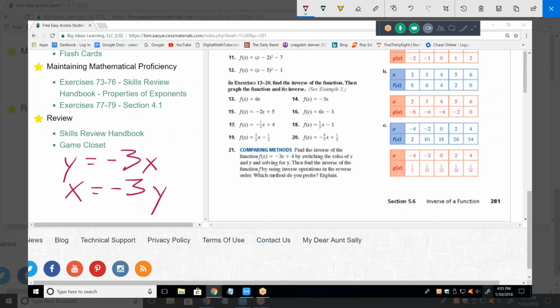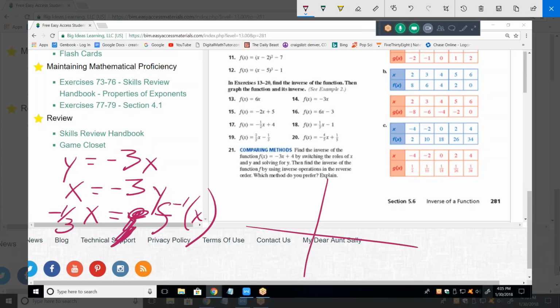Now the last step is to solve for y. Always the same 3 steps. What's y equal? Negative 1/3 x. Only that's not the same as the original y. This is actually the inverse. So we're going to call it f inverse of x. Okay, now let's graph them.